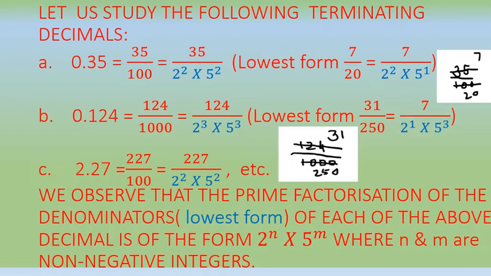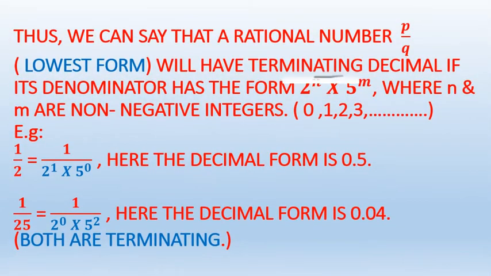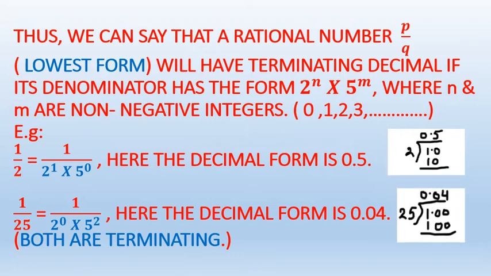Here, one thing we observe is that the prime factorization of the denominator for the lowest form of each of the above decimals is of the form 2 to the power n multiplied by 5 to the power m, where n and m are non-negative integers. So students, from the above examples, we can say that a rational number p by q in the lowest form will have a terminating decimal if its denominator has the form 2 to the power n multiplied by 5 to the power m, where n and m are non-negative integers, that is 0, 1, 2, 3, etc.